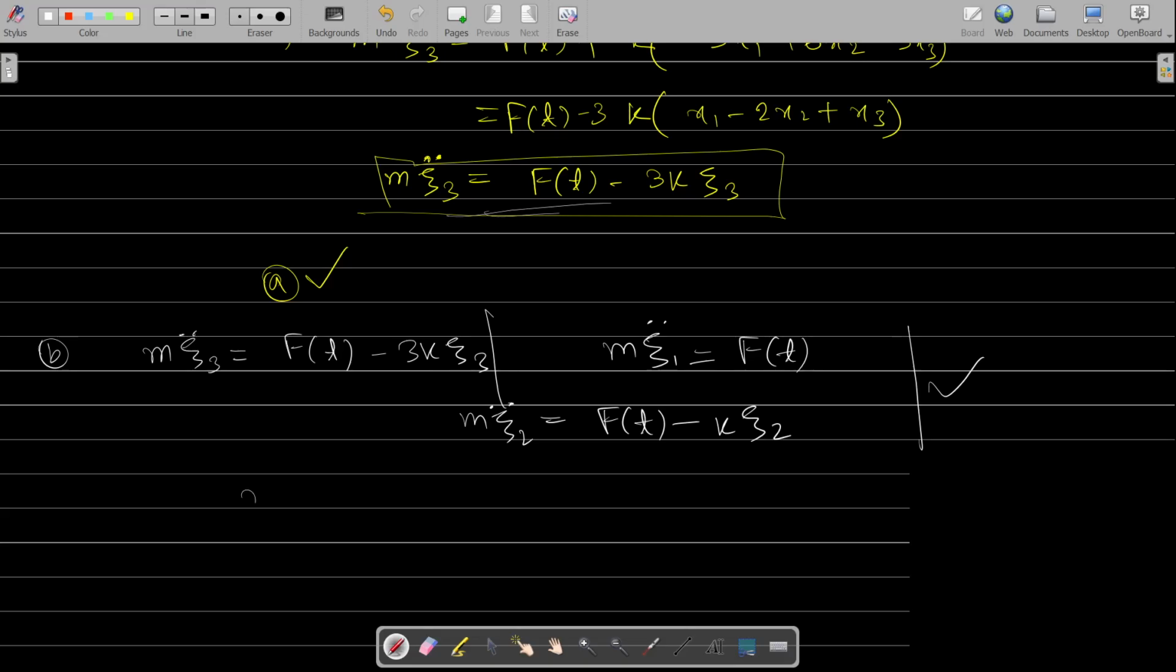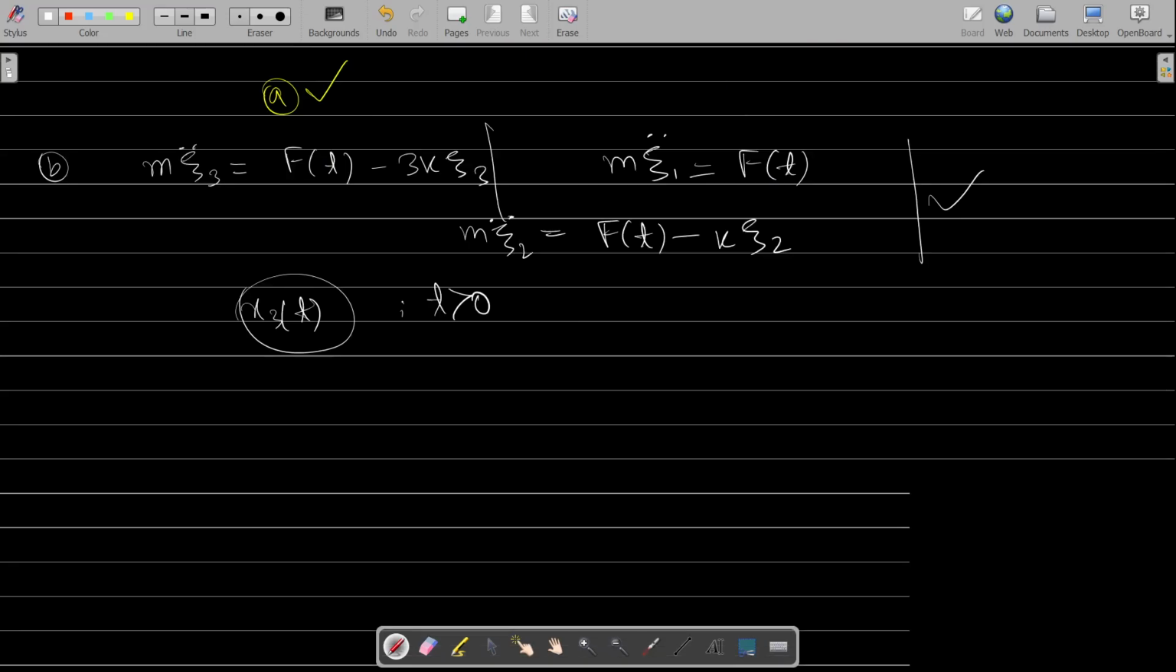Now we need to find x3 as a function of t when t is greater than 0. Basically, we need to find the evolution of the third block. For that, we can find xi1, xi2, and xi3 as functions of time. Then we can solve for x3 in terms of xi1, xi2, and xi3. In this fashion, x3 will become a function of time, and we will have the answer for C.